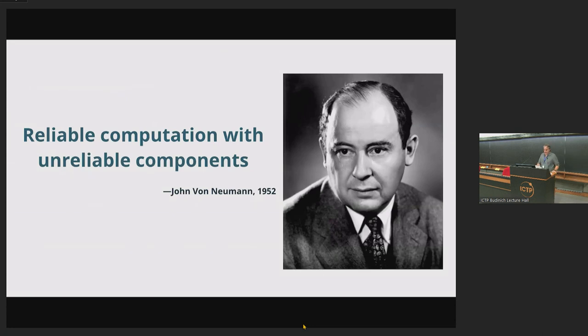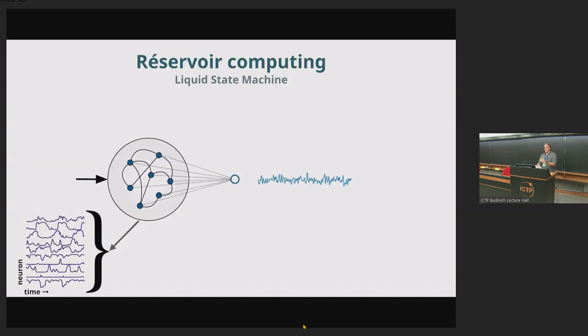Now, we're in good company. We're not the first one who's thinking about that. John von Neumann asked this question, especially in relation to biological computation: how do we get reliable computation with unreliable components? So the framework I'm going to use here to understand it relies on reservoir computing. It came from a type of machine learning. So I'm going to do a quick overview of what it means.